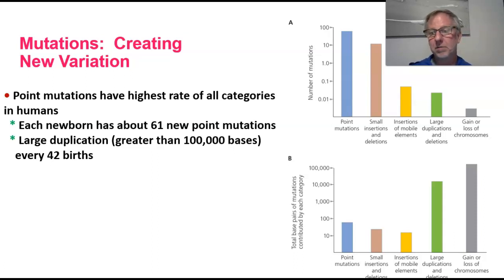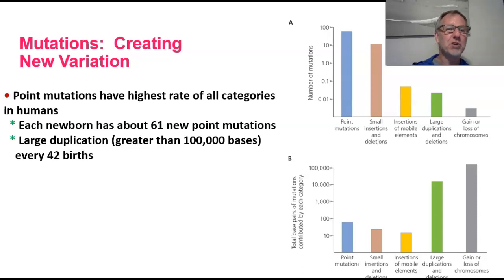You can see gain or loss of chromosomes ends up being the biggest impact on the total number of base pairs mutated. So although gains and losses of chromosomes are pretty rare, when they do happen, as I've already mentioned, it has a huge impact.